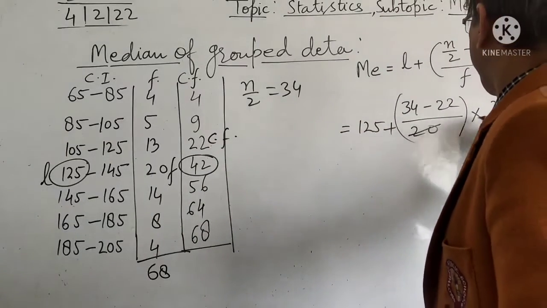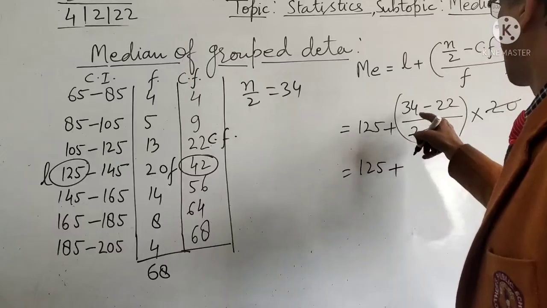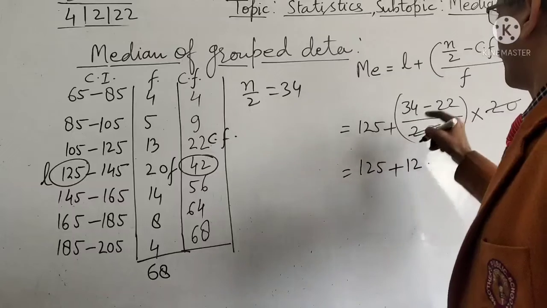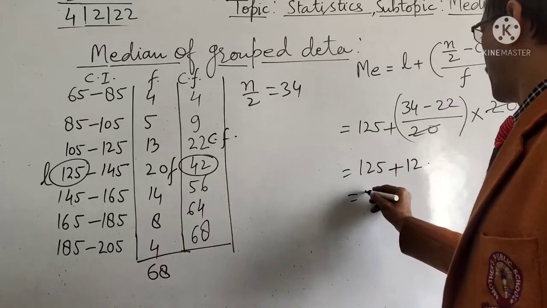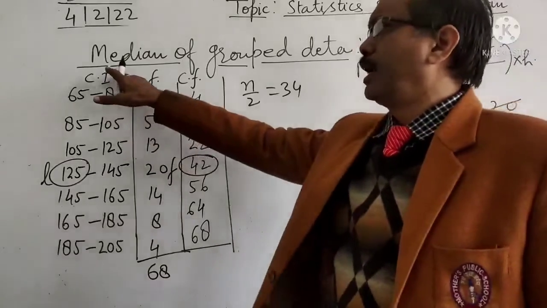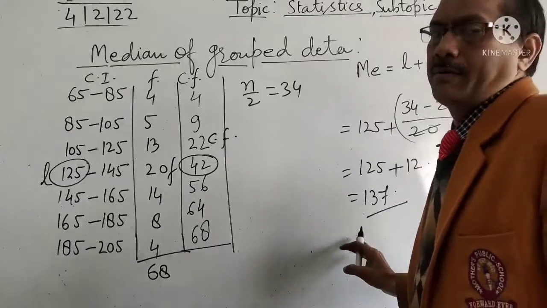Now here the 20 cancels out. So it is 125 plus 12, which is 137. So the median of the given data is 137.